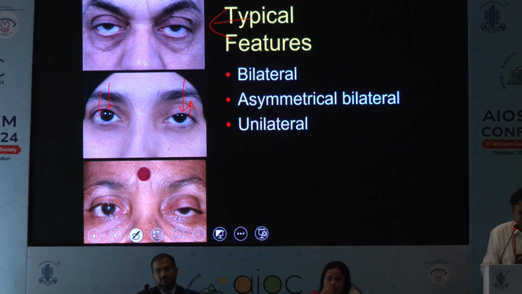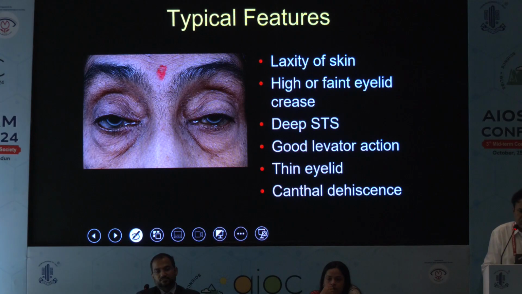Then it could be even unilateral. As you see here, this patient had a history of cataract surgery with a bridle suture of the superior rectus, following which he developed acute onset ptosis. Typical features are that there will be accompanying laxity of the eyelid skin, as you see here, high or faint eyelid crease, deep supratarsal sulcus.